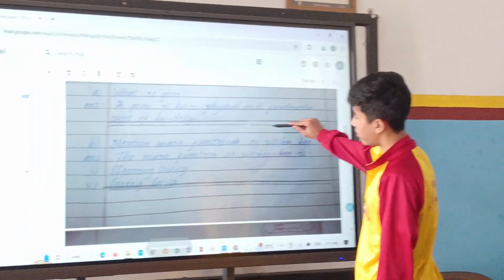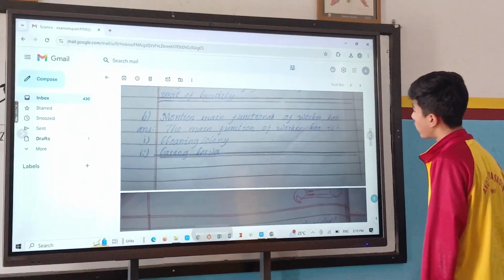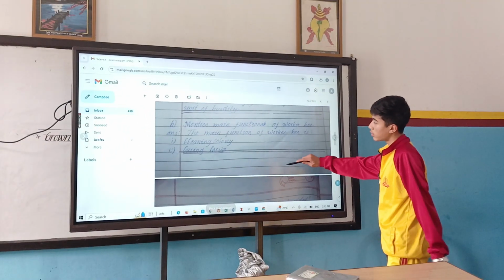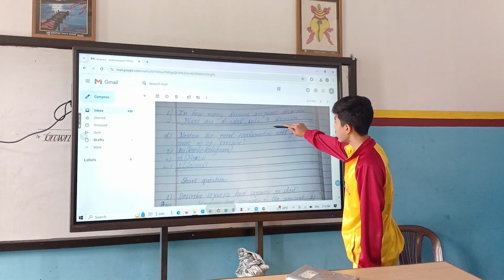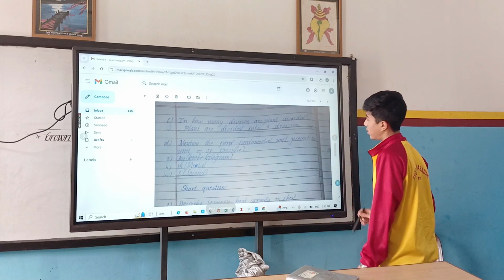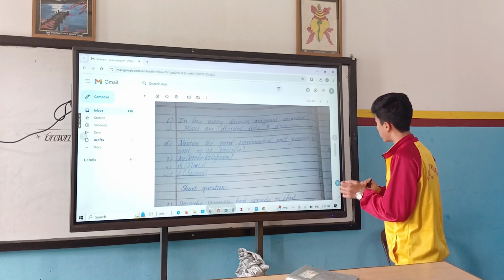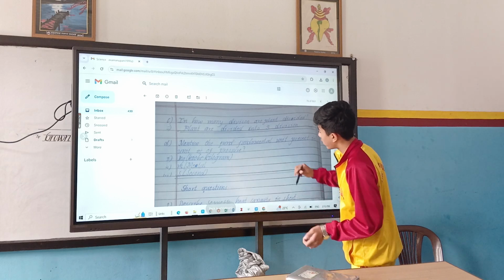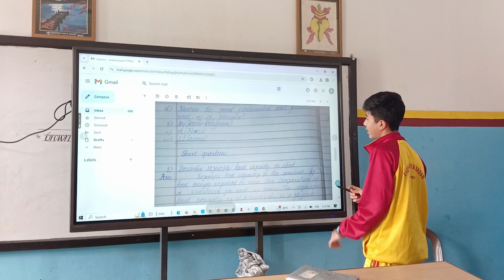Very short answer question. What is a gene? A gene is the basic physical and fundamental unit of heredity. Mention the main function of a worker bee. The main function of a worker bee is cleaning the colony and caring for larvae. In how many divisions are plants divided? Plants are divided into three divisions. Mention the fundamental units present in the unit of pressure. Kilogram, meter, second.